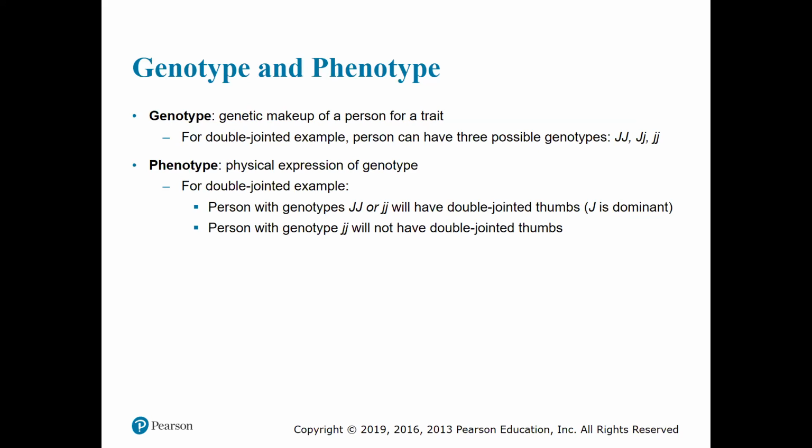Your genotype is the genetic makeup of the person for the trait. Your phenotype is the physical expression of the genotype. So the genotype is how we document things, uppercase J, uppercase J. It's the genetic information that describes what's happening. The phenotype is what that looks like physically, whether it's a characteristic or a condition. That's your phenotypic expression, what we could typically see clinically, versus your genotypic expression, which is what we would look at if we looked at your genome. Okay.